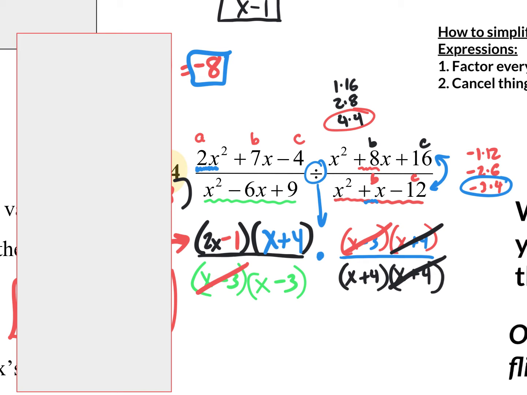Let's actually check it. So what is 2x times x? 2x squared. What's 2x times 4? 8x. 8x, but what's negative 1 times x? Negative 1x. So 8x take away 1x, is that positive 7x? So I know it works because the last one, negative 1 times 4 is negative 4. So I've guessed and I've checked it and I'm done.